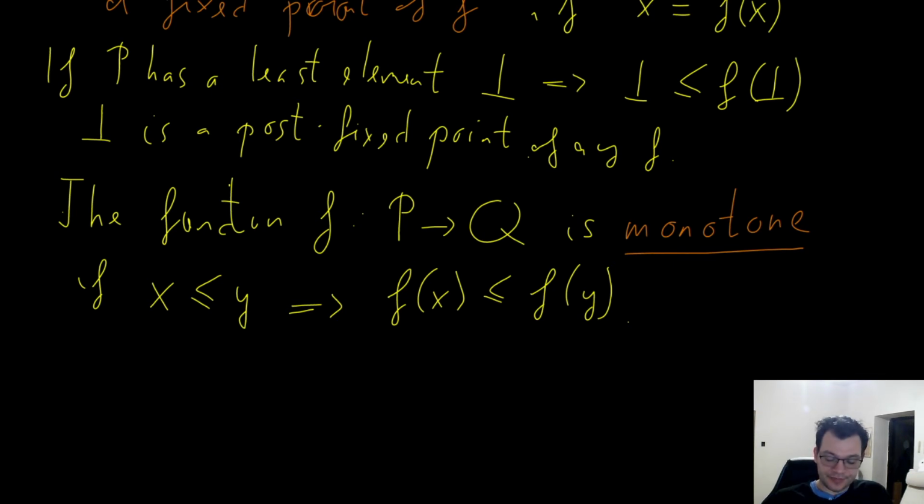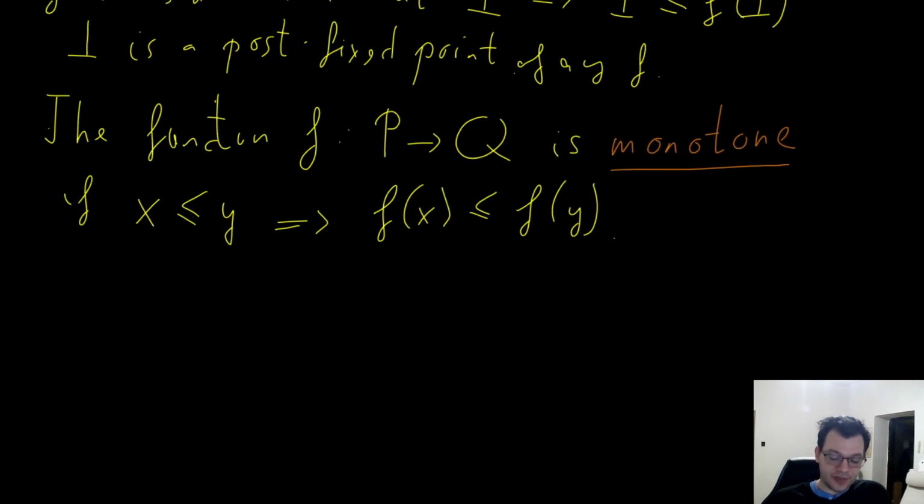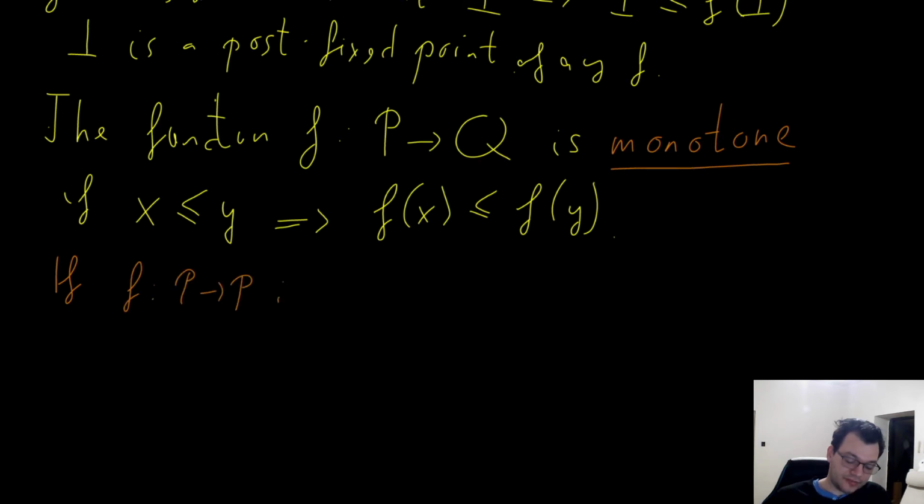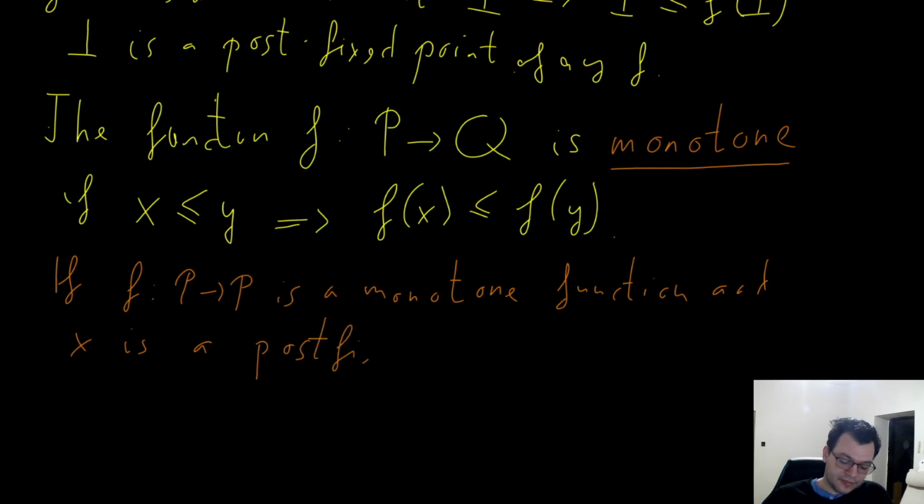Now, why it's important that the function is monotone is because of that. So there's the definition, and there is a statement that if f, a P to P function, is a monotone function. Now in this case we have a P to P function because we want to talk about fixed points. And x is a postfixed point of f, then so is f of x.